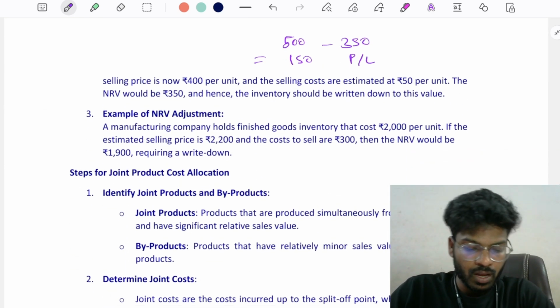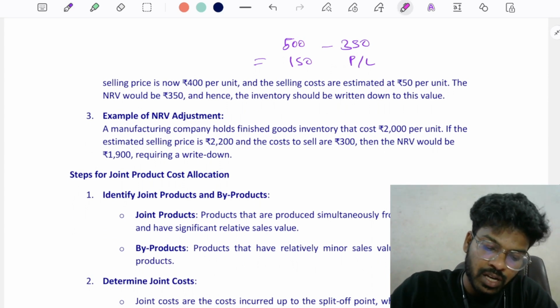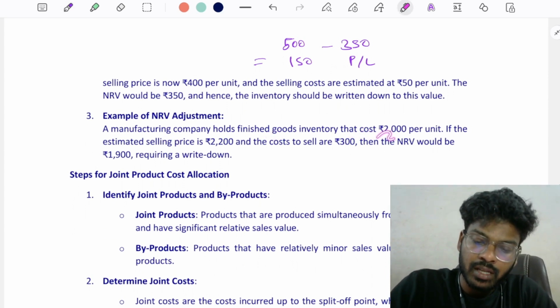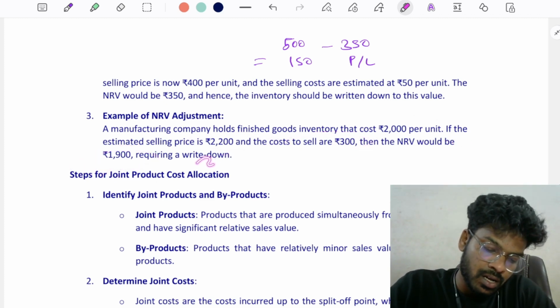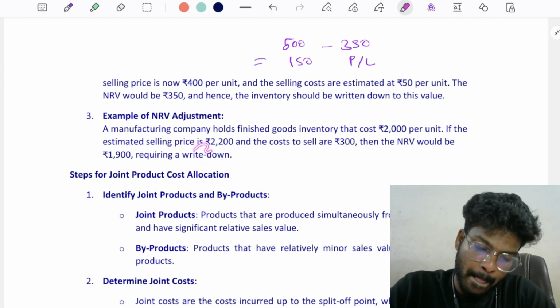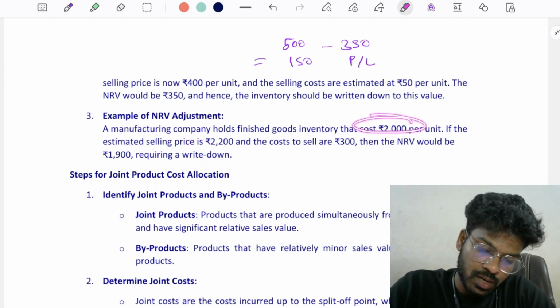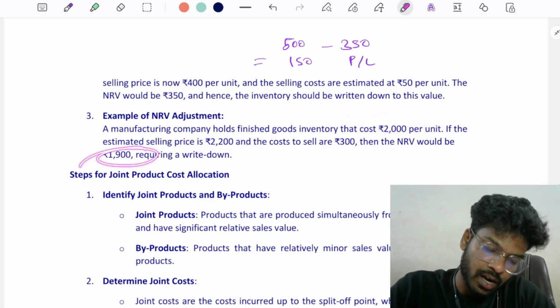Examples of NRV adjustments. A manufacturing company holds a finished goods inventory that costs 2,000 per unit. If the estimated selling price is 2,200 and the cost to sell is 300, the NRV would become 1,900, requiring a write down. Cost is 2,000, 2,200 minus 300 gives you 1,900. So the 100 rupees will be written down to profit and loss account.